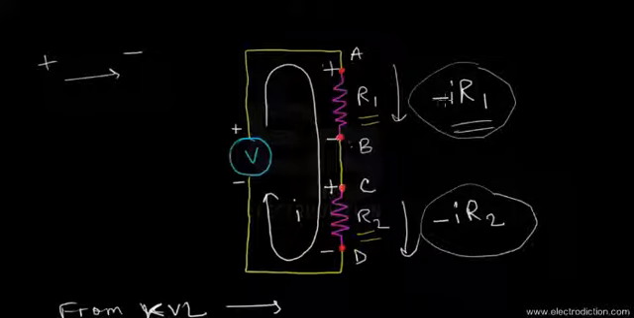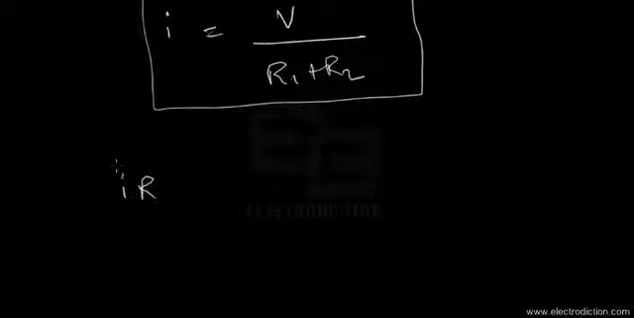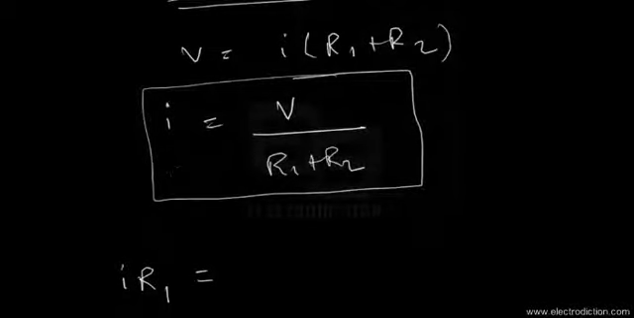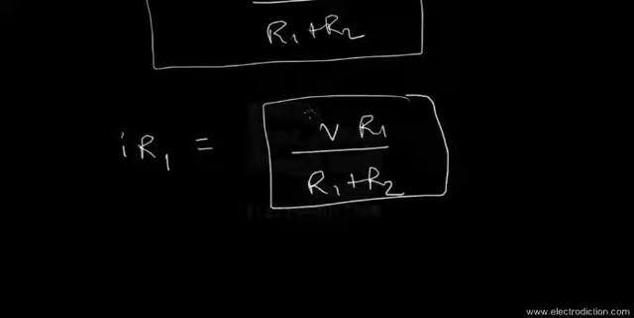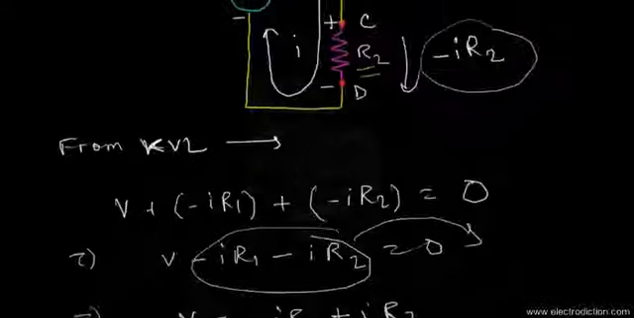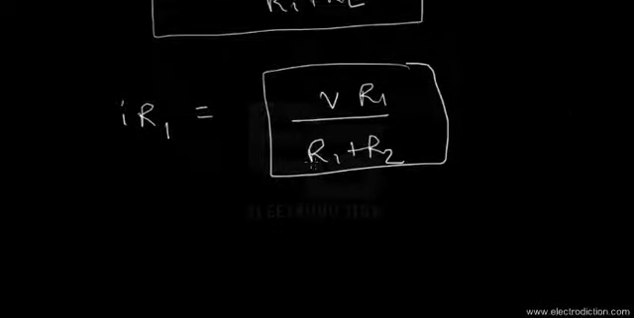Neglecting this negative sign here, since we're only concerned about the magnitude of the potential drop across R1, we know that the potential drop across R1 is IR1. By putting the value of I right over here, the potential across R1 would be given by V by R1 plus R2 multiplied by R1. So here you have your potential drop across R1 only in terms of its magnitude, that is V times R1 divided by R1 plus R2.